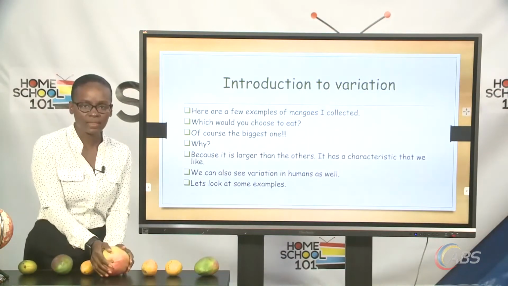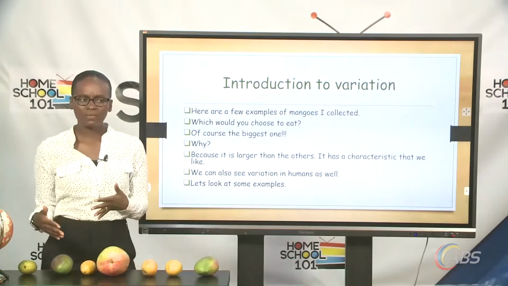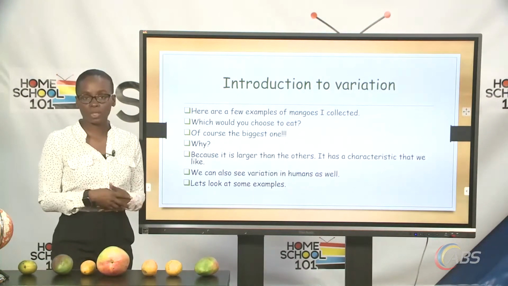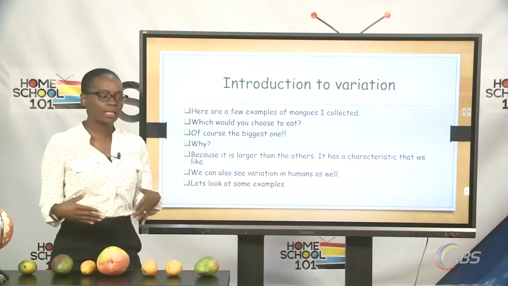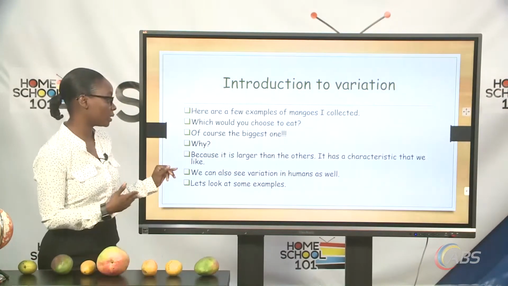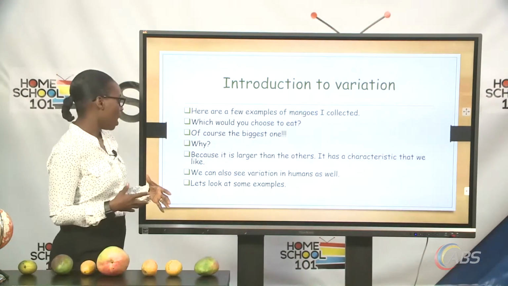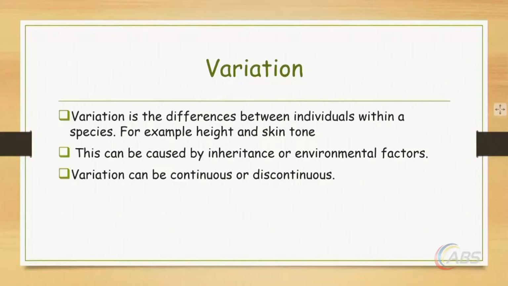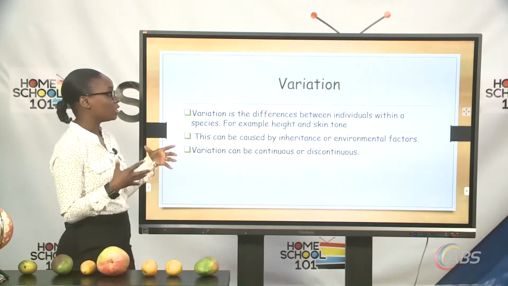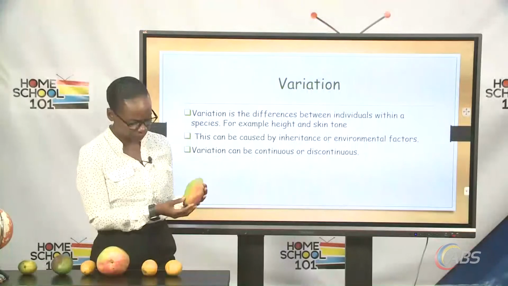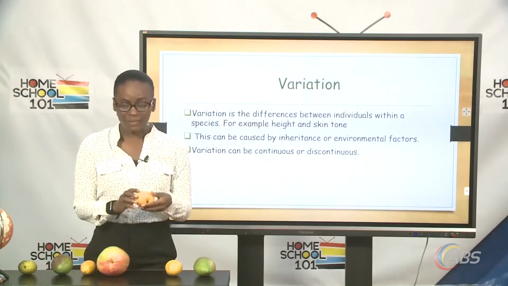But why? Why is it that all of these are mangoes? However, they're different. Because there is what we call variation. There are differences among species that make them the same, but make them also different, all right? Their characteristics. We're going to be using variation in humans, and we're going to be looking at some examples right now. Before we get into the actual examples, we want to know, what is this variation? What is it? Variation is the differences between individuals within a species. And this is a prime example. These are mangoes. And there's so many different ones. This one is shaped very oval. This one I've never seen in my life before.